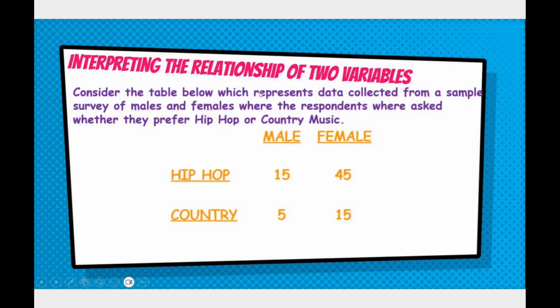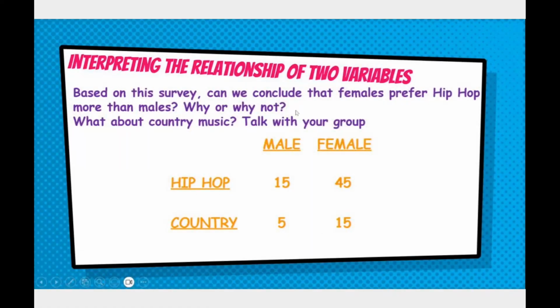Interpreting the relationship of two variables. Consider the table below, which represents data collected from a sample survey of males and females, where the respondents were asked whether they prefer hip hop or country music. We can see 15 males preferred hip hop and 5 of them country, 45 females preferred hip hop, and 15 of them country. With this information, can we conclude that females prefer hip hop more than males? Why or why not? And what about country music?